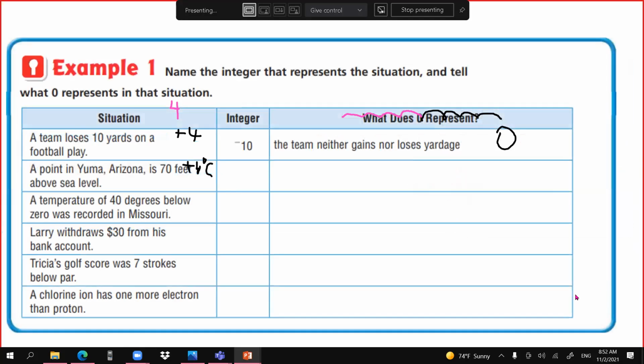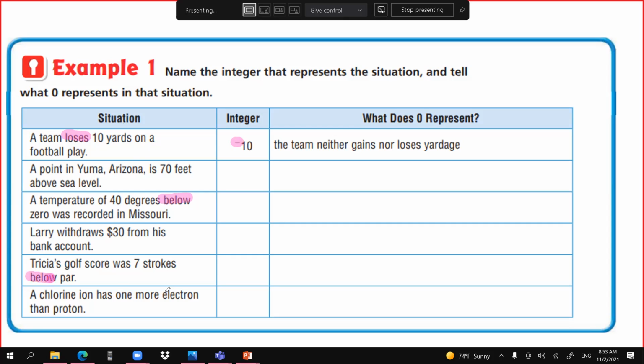Now, let's take examples of positive and negative numbers to represent a situation. A team loses 10 yards on a football play. Let's see, there are some keywords. When you see them, it means you are talking about negative numbers, like losses. A team loses 10 yards, so it's going to be negative 10. If you see a word like below, it means negative.